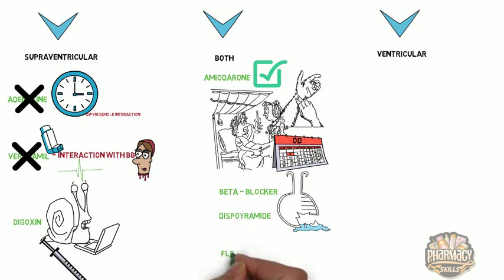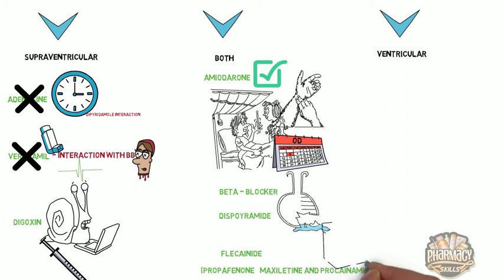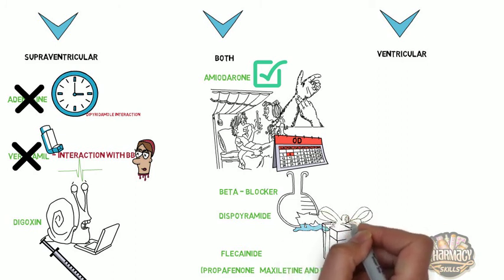The next drug in this class is flecainide. Flecainide may be of value for serious symptomatic ventricular arrhythmias. And then another drug is propafenone. Propafenone is used for prophylaxis of arrhythmias. Other drugs are mexiletine and procainamide. Mexiletine and procainamide need to be obtained through special order for patients with life-threatening arrhythmia.